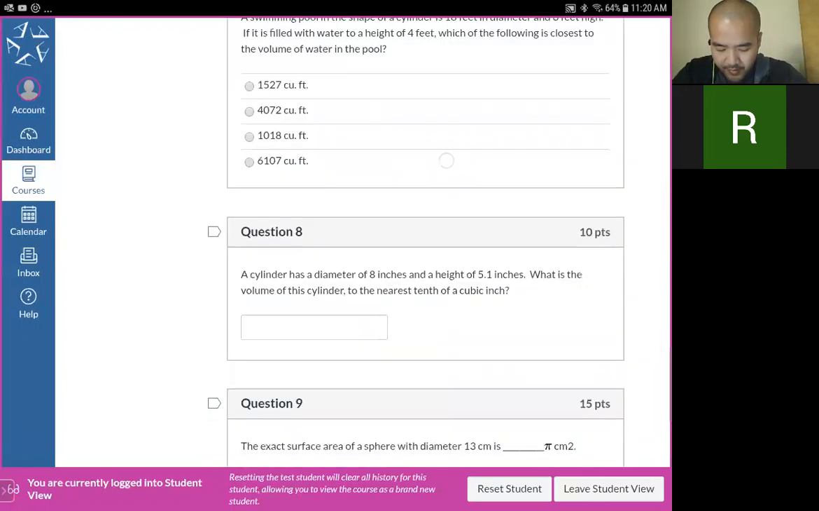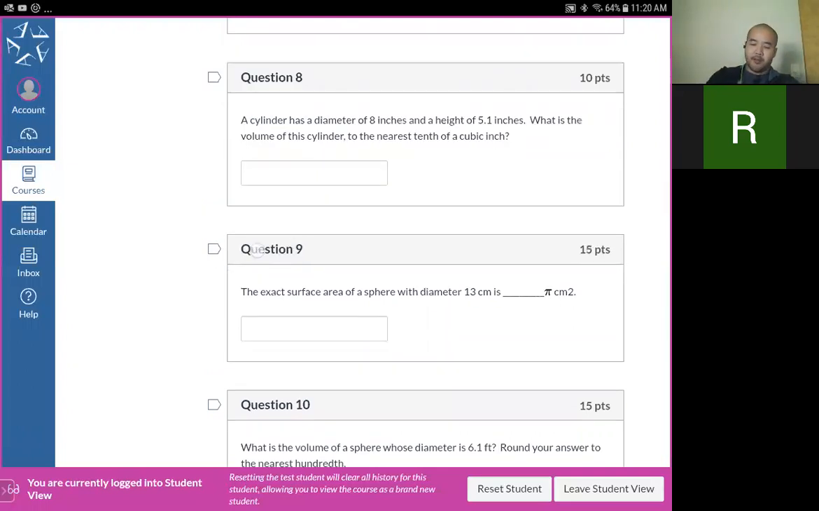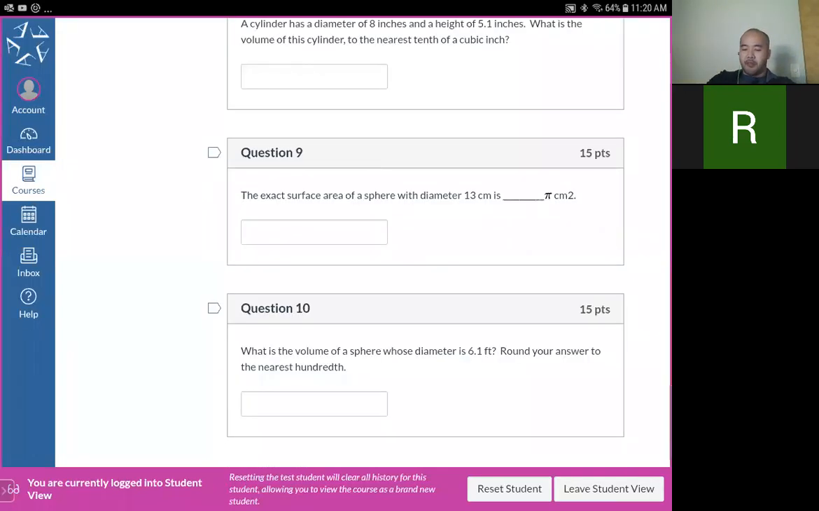Cylindrical swimming pool. Everything else, you just really plug in the formula. Watch out for number 9. Okay, your number is going to be different, but see number 9 here, you got the exact surface area again. So you have to be careful with that. Just remember what I did in number 4.